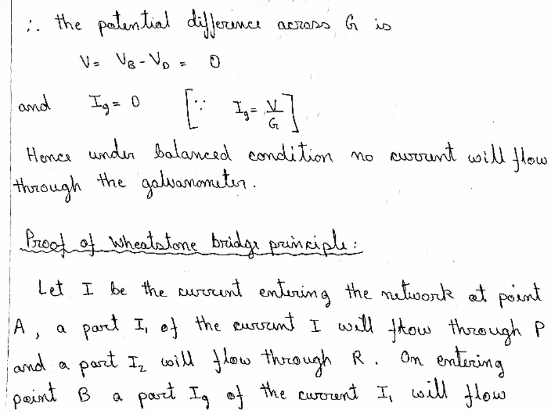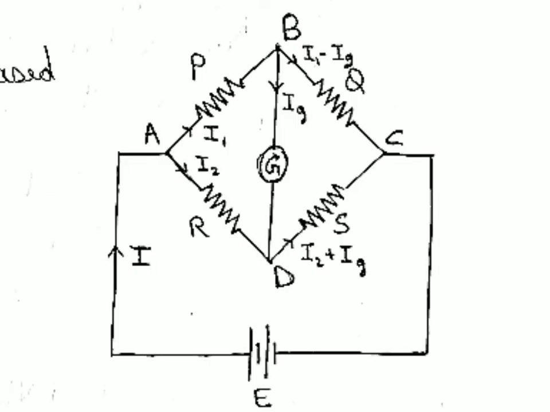Now we can prove the Wheatstone bridge principle by using Kirchhoff's laws. We consider the Wheatstone bridge. At junction A, the current entering is I, and the current leaving the junction is I1 and I2. So I is equal to I1 plus I2. Here the current I is split into two parts. I1 flows through P, and I2 flows through R.